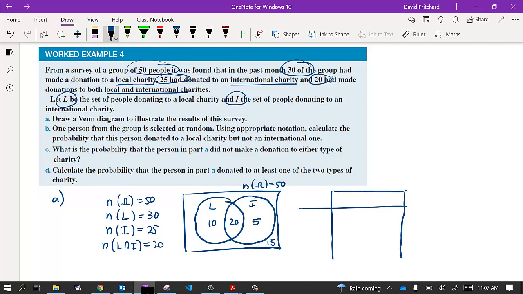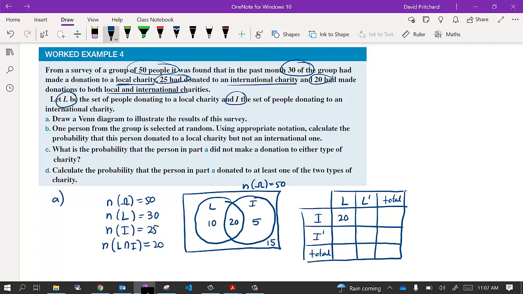Now, I know a lot of people trust the two-way table because it just becomes a matter of making sure that the columns all add up. And as long as you put things in the right spot, it's pretty straightforward. So let's go L, not L, and total. And I, not I, and total. Now, let's fill in what we have. We know that I and L is 20.